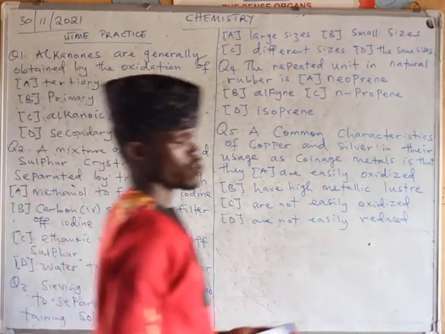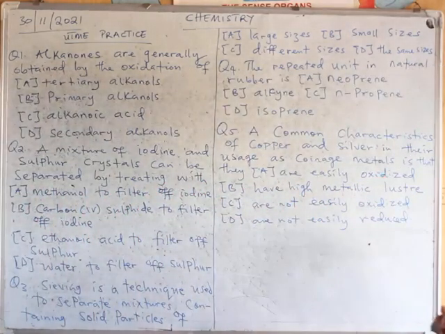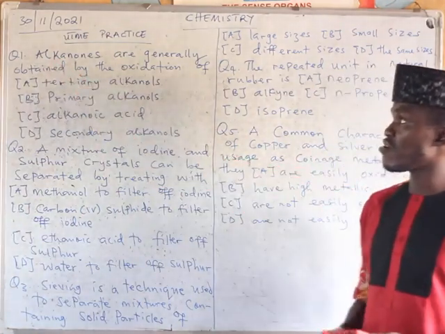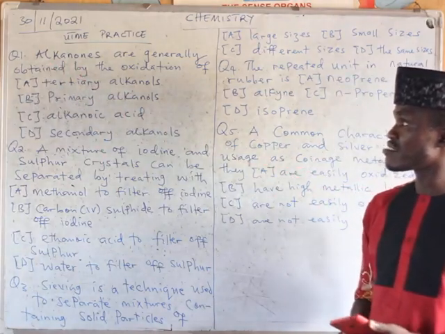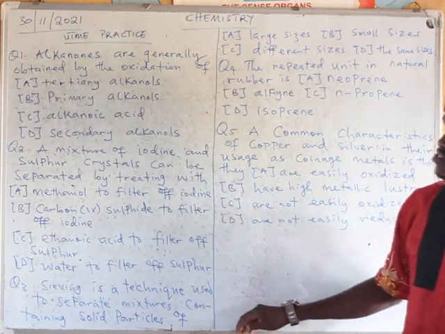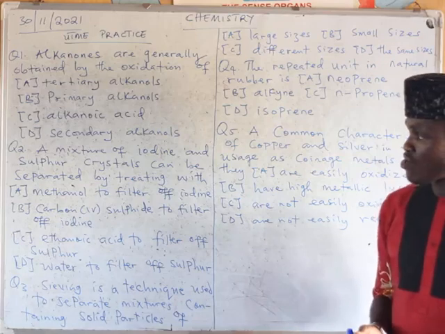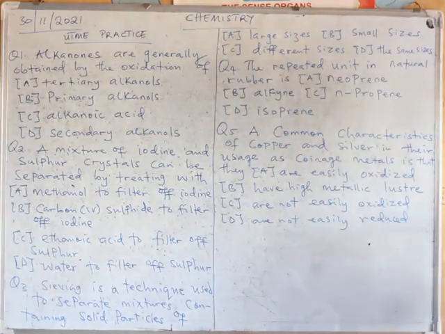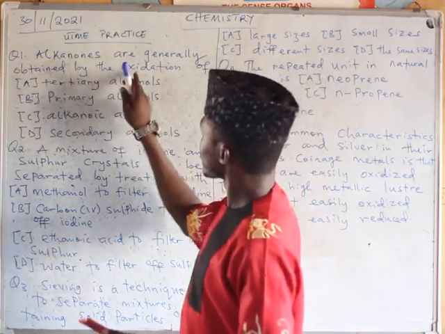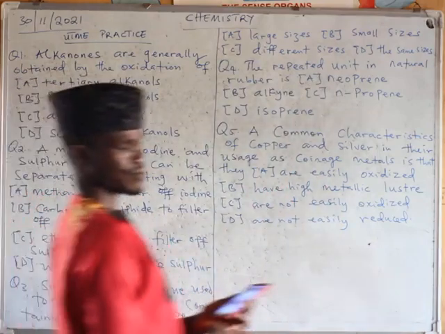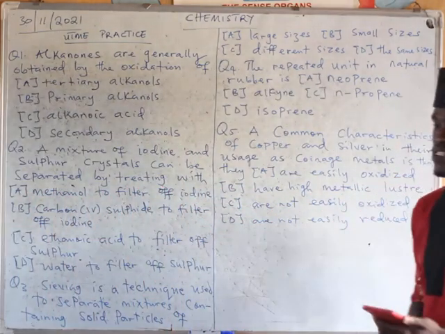All right. So we are going to assess the questions one by one. As he has read, alkanones are generally obtained by the oxidation of what? Is it tertiary alkanols, primary alkanols, alkanoic acids, or secondary alkanols? Now, in this case, what is even oxidation? What do you understand by the word oxidation?